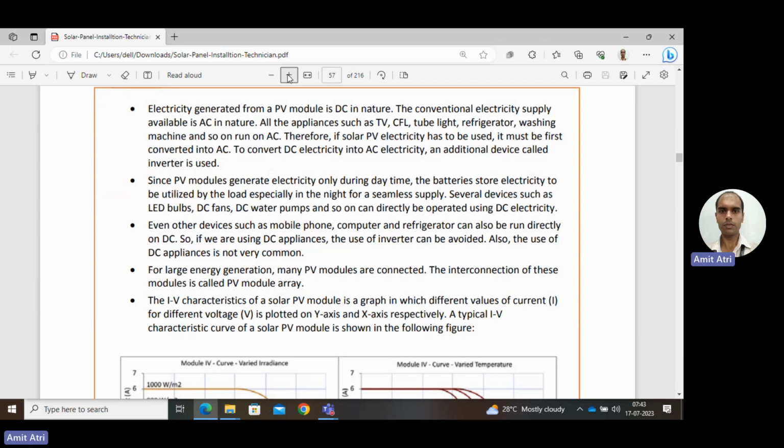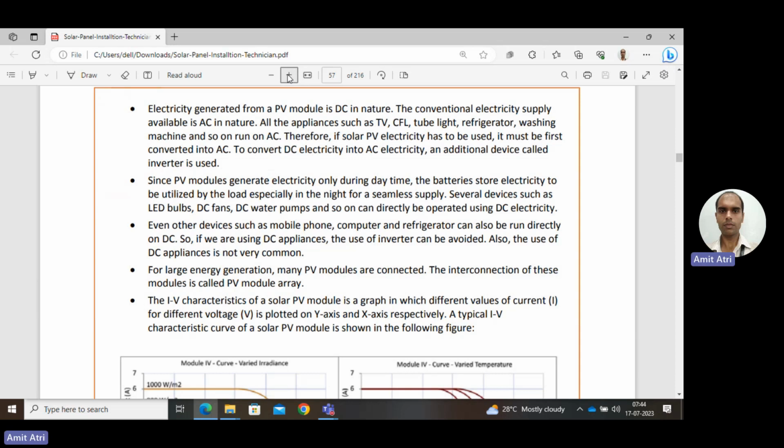Since a PV module generates electricity only during daytime, what about the requirement during night? For that we need energy storage. So most commonly we are using a battery. The electricity generated during daytime using the solar availability is stored in the battery. Some of the devices, if they are running on DC, can directly be connected from the battery. Okay, we don't need an inverter in that case.